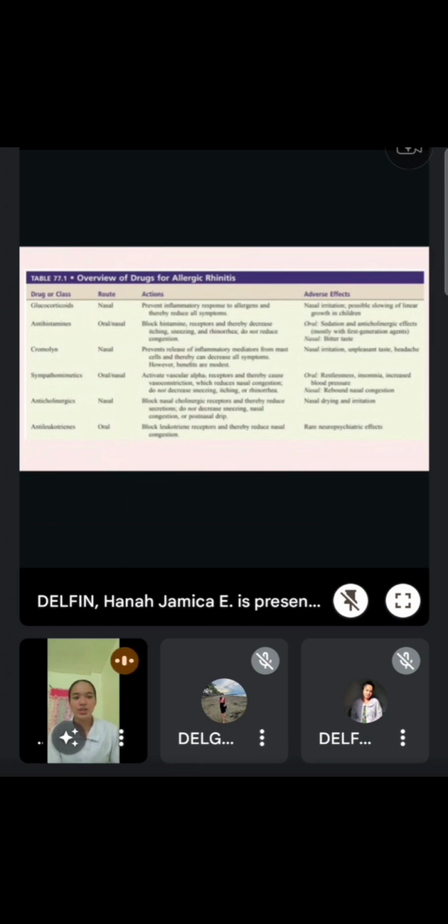The preparation, dosage, and administration: glucocorticoids are administered using a metered dose spray device. Benefits are greatest when dosing is done daily rather than PRN. Full doses are given initially. After symptoms are under control, the dosage should be reduced to the lowest effective amount.